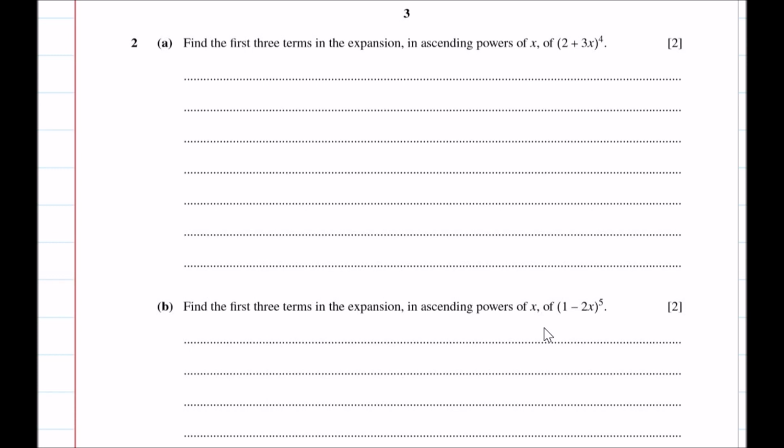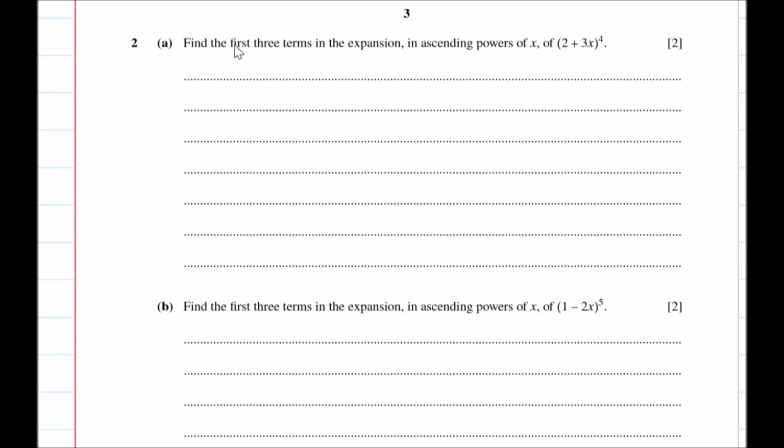A. Find the first three terms in the expansion in ascending powers of x of (2 + 3x)^4. So what we have to do is expand (2 + 3x)^4 and get the first three terms. We know the formula for binomial expansion, that is called the binomial formula. This will be given in your formula booklet also.